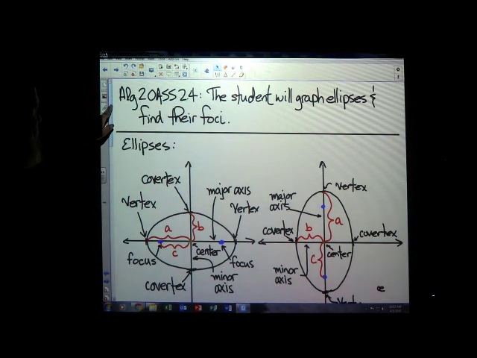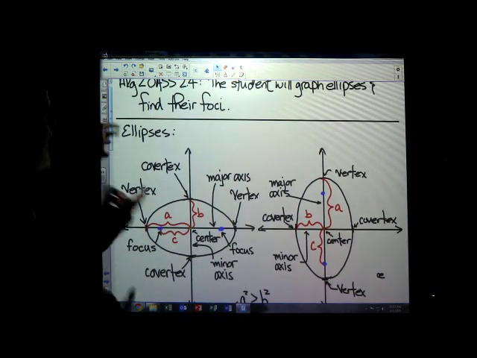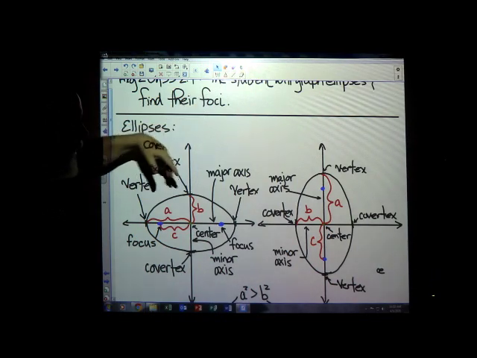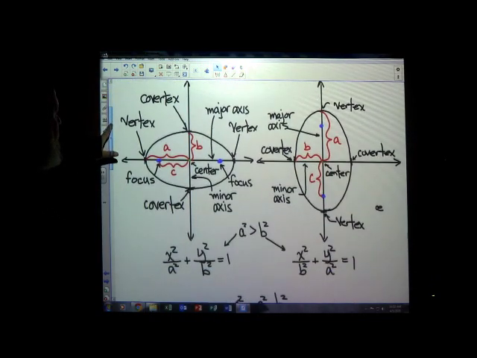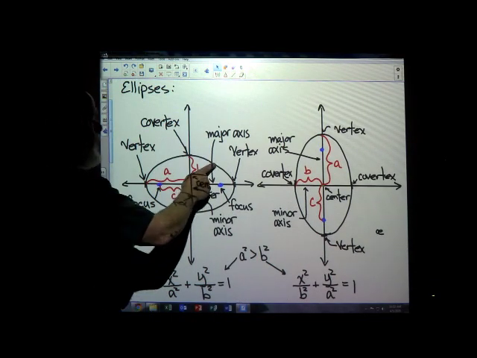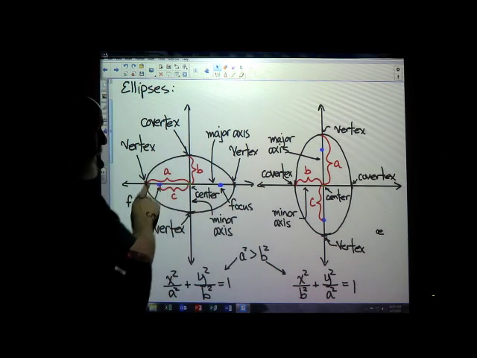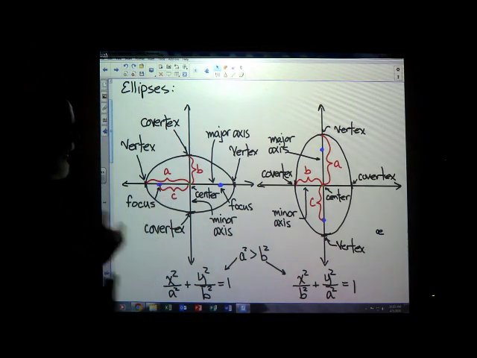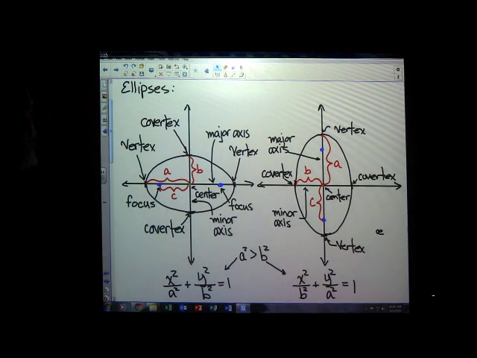Students will graph ellipses. We're going to ignore the foci for now. You'll hear that called foci when you go to college. Here we go. Ellipses look kind of like eggs. They may be laying down on their sides, or they may be standing up on edge. You think of them as ovals.